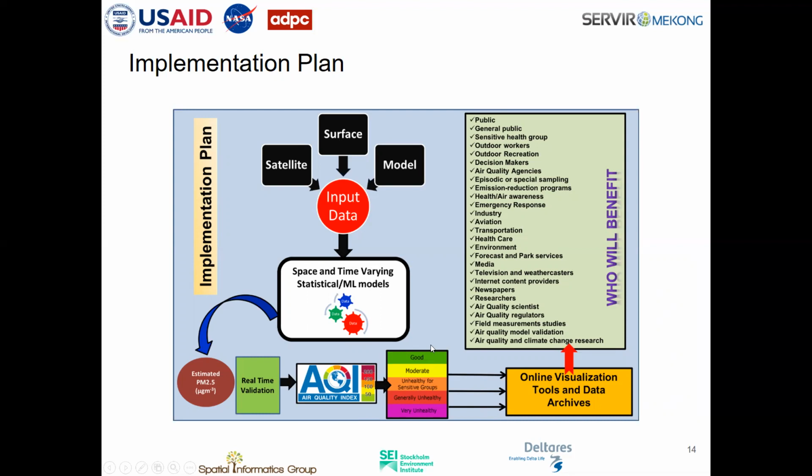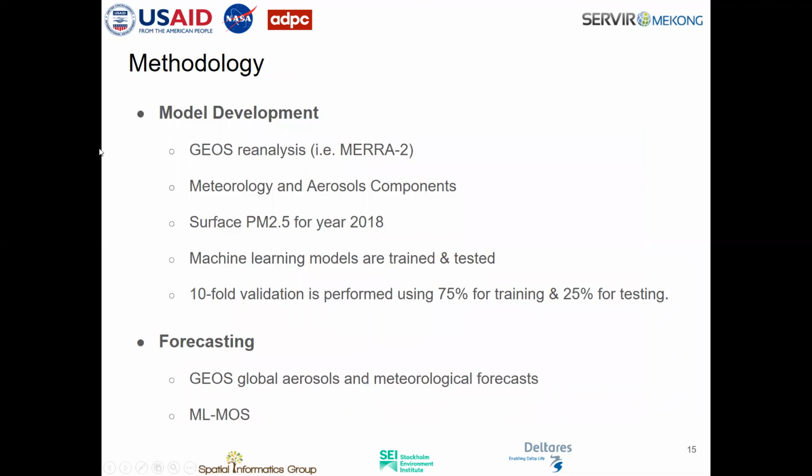We started this project with Thailand, and then let me explain more. During the model development phase, we use the GEOS climate model reanalysis, such as the MERRA-2 reanalysis data, with the meteorological data and aerosol components and the ground data for the whole year of 2018. And then we put all of this into the machine learning models.